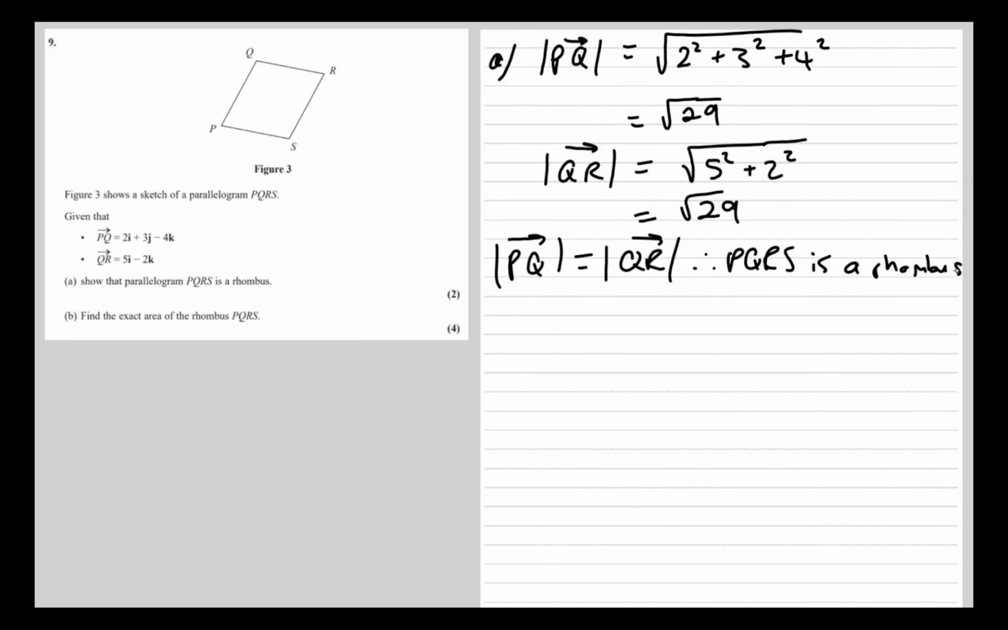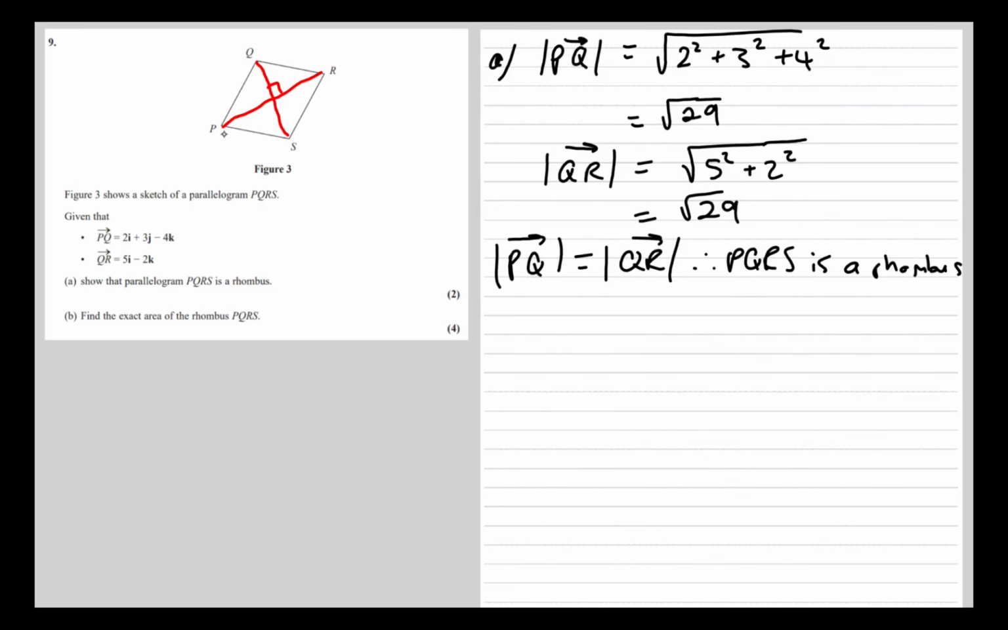Part B, find the exact area of the rhombus PQRS. So we've got a rhombus here. We know the lengths of the sides. We can use the fact that the diagonals in a rhombus meet at a 90-degree angle. So if we find the lengths of the diagonals, we can use half base times height to work out the area of the triangle.